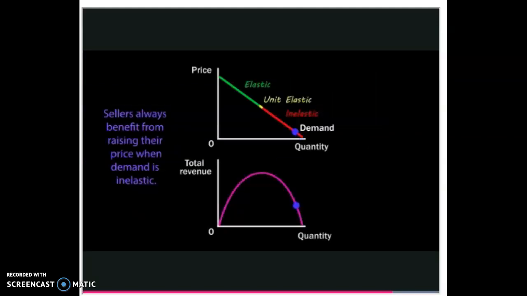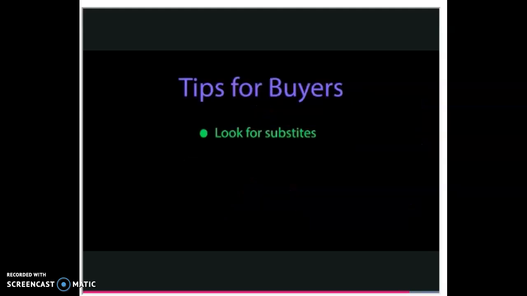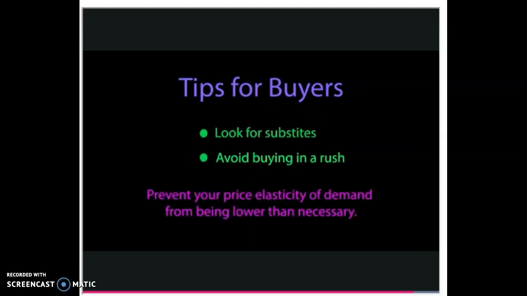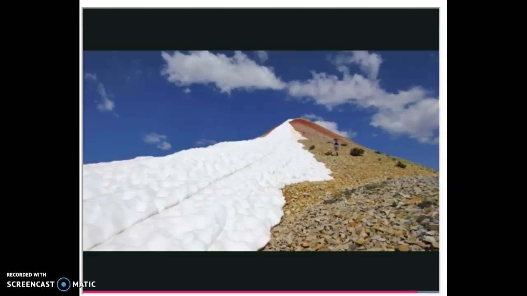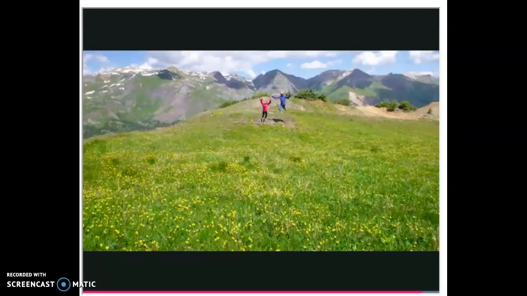Sellers always benefit from raising prices when the demand is inelastic because revenue will increase even though fewer units are sold. They also gain from raising prices when demand is elastic as long as the decrease in revenue is smaller than the decrease in cost that comes from selling fewer units. For buyers, it's wise to look for substitutes and try to avoid being in a rush to buy things so that sellers can't exploit your inelastic demand by charging high prices when you have few alternatives. As for the national parks, even with the $5 price hike, they're still the best vacation destination around.